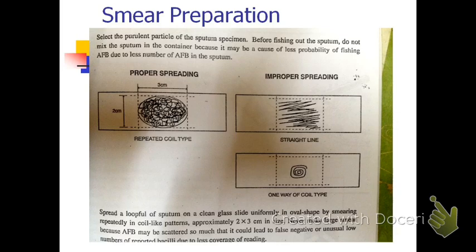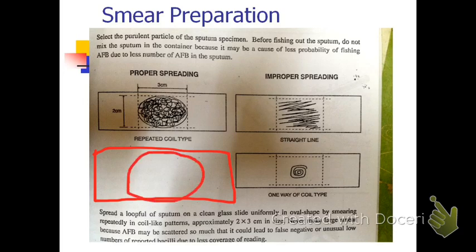For example, this is the slide, and then you should select about a 3 by 2 centimeter area. After that, you fish out the sputum. You select the purulent particle of the sputum specimen. Do not mix the sputum in the container because it may reduce the probability of fishing out AFB, due to the lower number of AFB in the sputum.